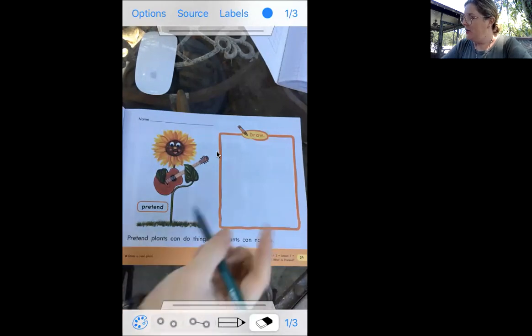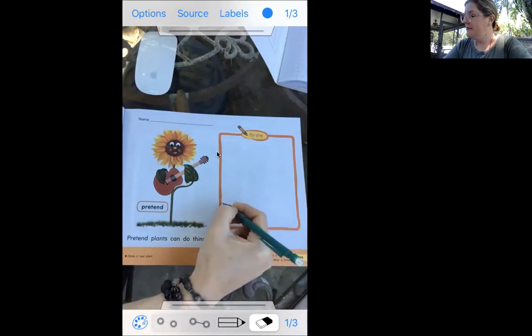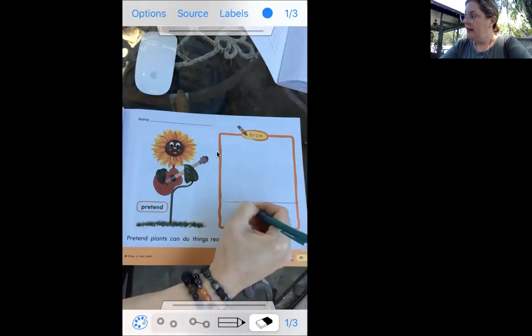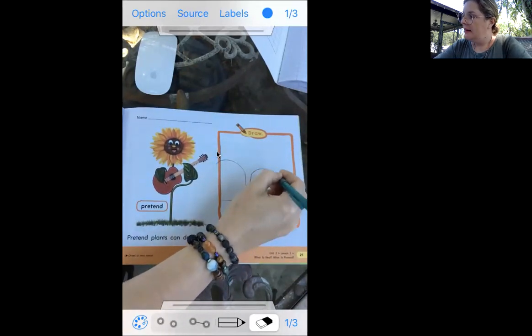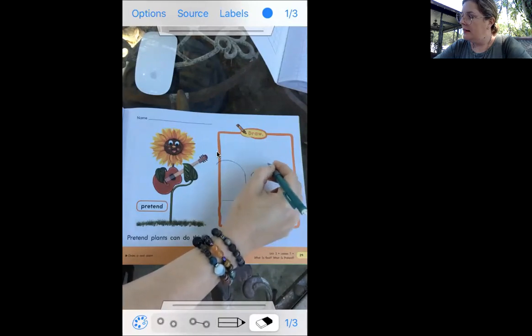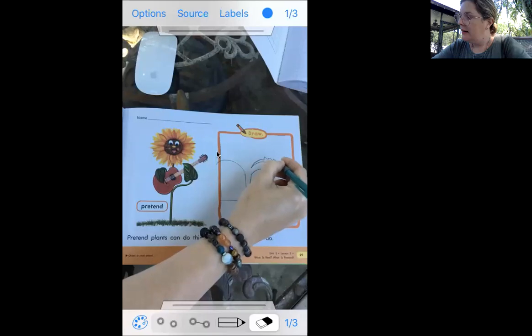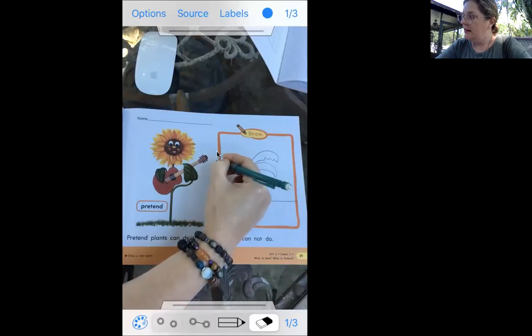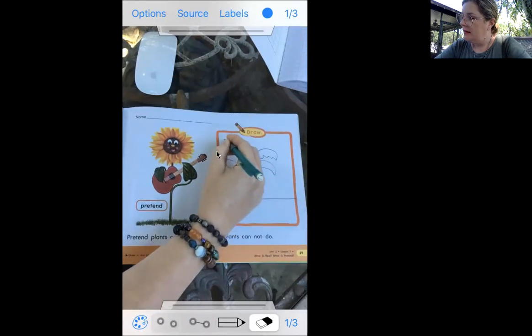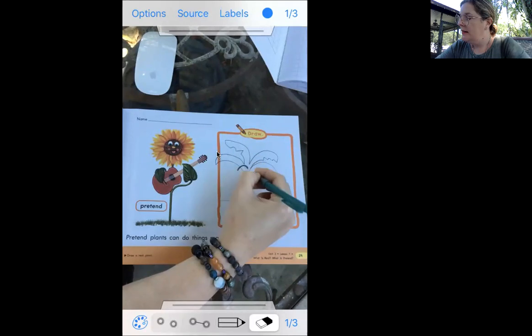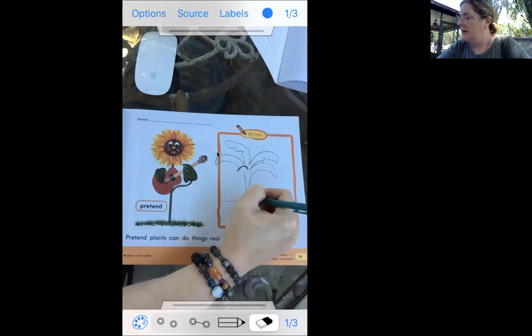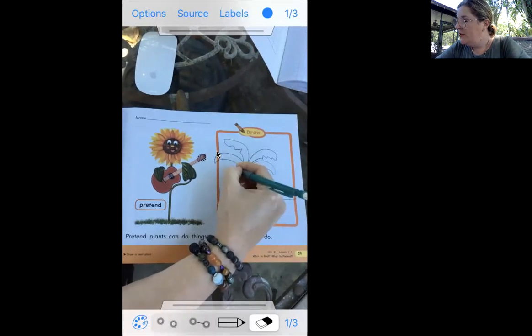I know. I am going to draw one that I have in my yard. And this is a banana plant, and out of it comes, it kind of looks like that, a big bunch of bananas.